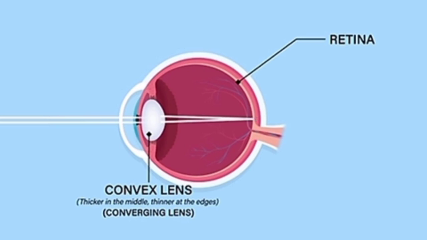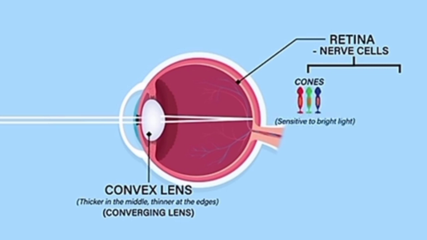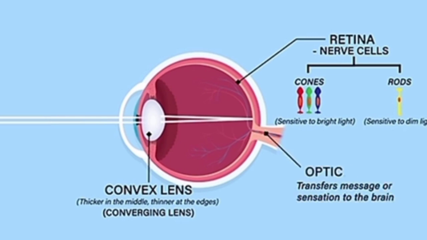Optic nerve. It transmits visual information from the retina to the brain. Blind spot. It is the point at which the optic nerve leaves the eye. It contains no rods and cones, so an image formed at this point is not sent to the brain.